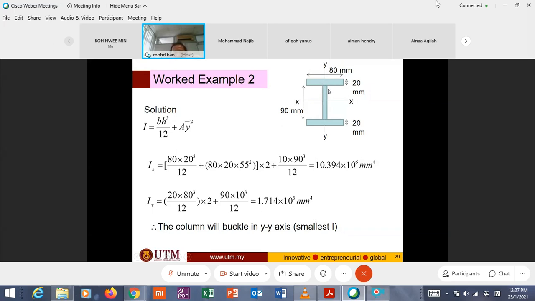For this section, maybe you ask me, why must we calculate Ix, where we know that Iy is normally the minor axis? Because here, Ix and Iy depend on the proportion of the flange and web. Maybe Iy is greater than Ix. It is possible. So we have to calculate both of the moments of inertia first.